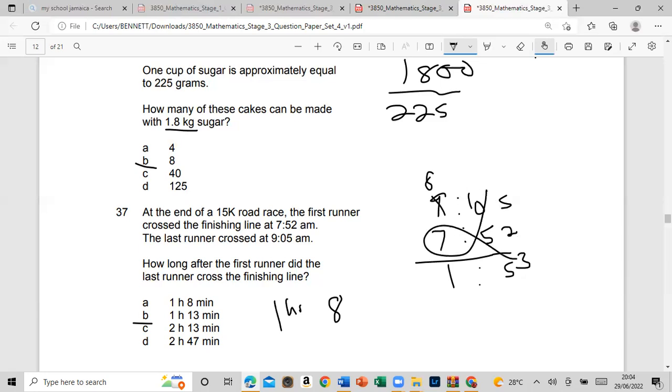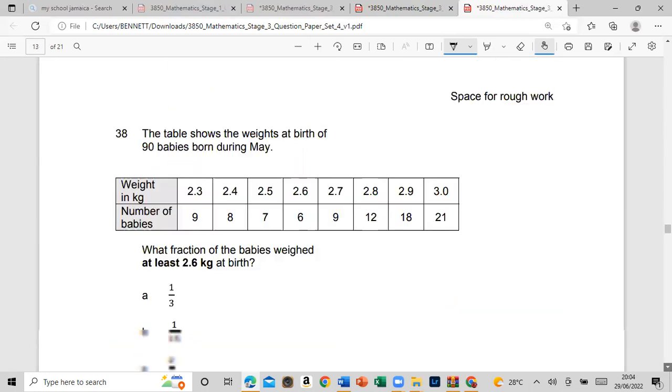Anyway, question 38. The table shows the weights at birth of 90 babies born in May. What fraction of the babies weigh at least 2.6 kilograms? So what is the weight? 2.6 at least, right? So 90 babies.